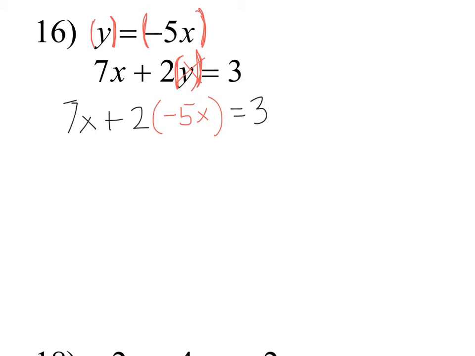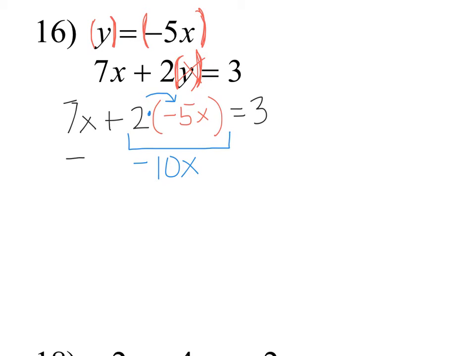Now I've got a little bit of work to do. Any number next to parentheses means that you need to multiply. In this case, there's only one thing inside the parentheses to multiply by. So I've got 2 times negative 5x. Well, I know 2 times 5 is 10, so positive 2 times negative 5x is negative 10x.